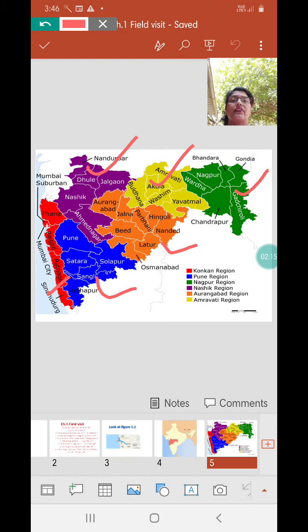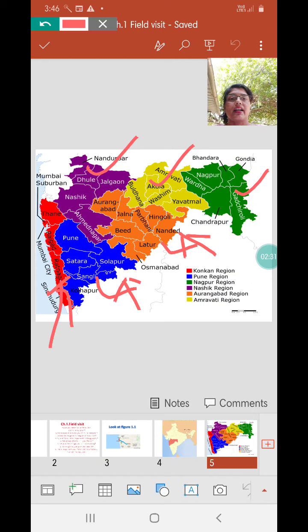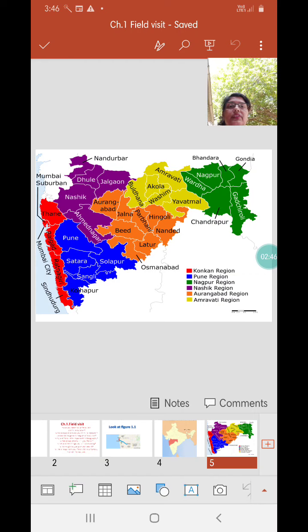Now these children are coming from Aurangabad division to Pune, and from Pune they are going towards Ratnagiri, that is the Konkan division. So they are in Maharashtra for sure, but they are crossing 3 divisions, coming from Aurangabad to Solapur, Solapur to Pune, and Pune to Ratnagiri. So this will be their route. We need to take note of this.